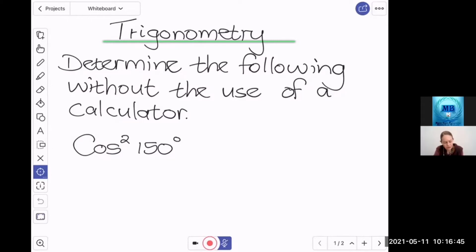Also important to note is that cos squared is the same as the cos of 150 degrees, squared. It's just another way of writing it, so don't get confused. Let's have a look at practically how we will do this calculation.